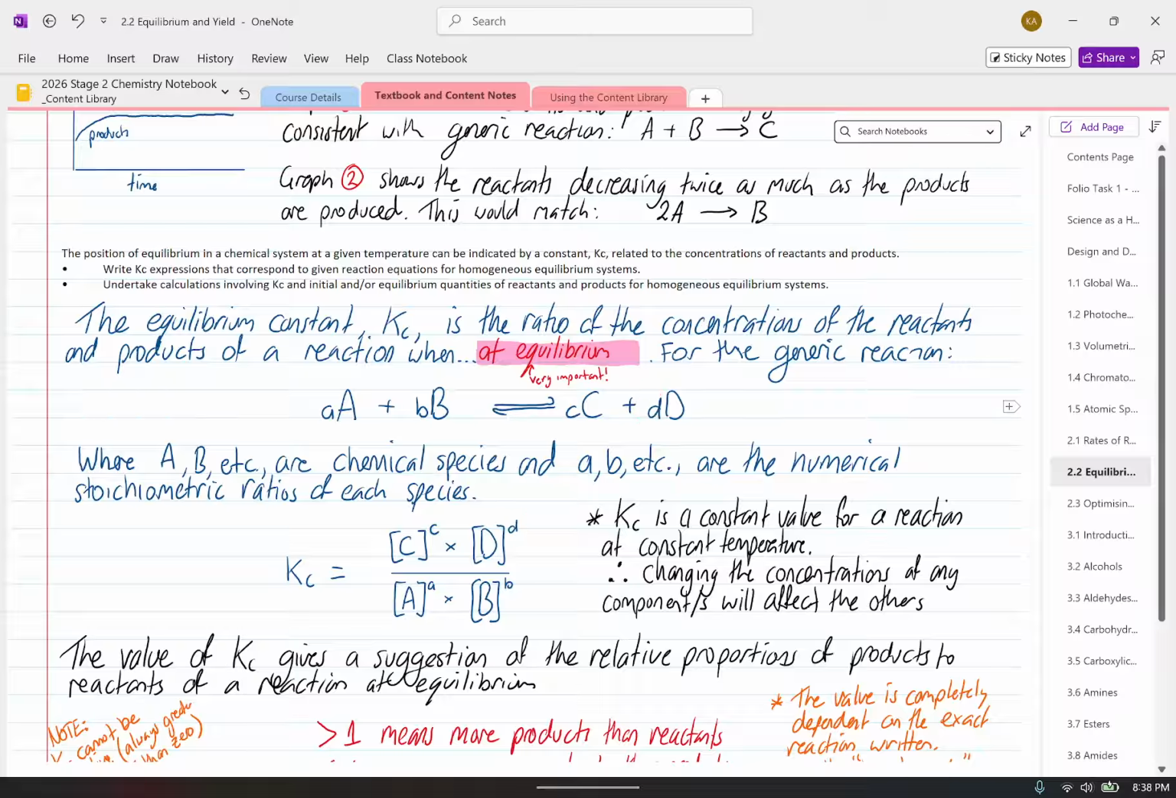Now, that's the products, and the reactants are essentially exactly the same. So we're dividing products over reactants. All the components are raised to the power of their stoichiometric coefficient.